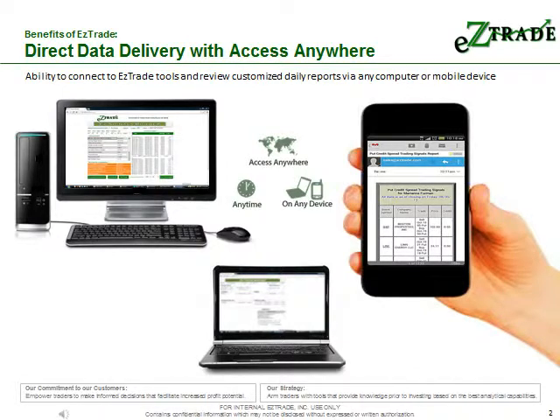But that process is no longer required thanks to Easy Trade. Now, you can access the tools anywhere and do your analysis when it's convenient for you, using a computer or any mobile device.